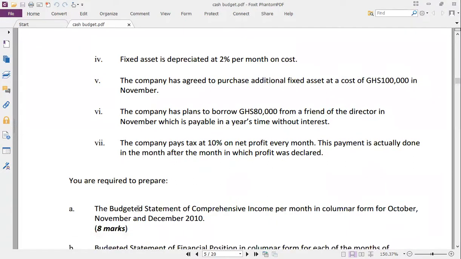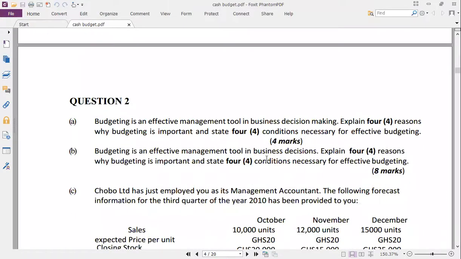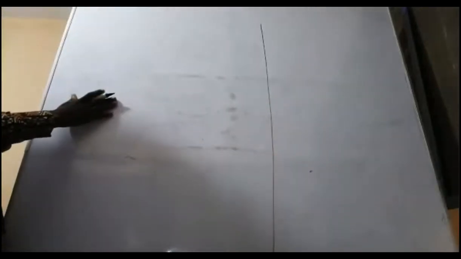Great. So let's start the game. So budgeted income statement. So Chobo Limited, right? The name of the company. Chobo Limited. Great. So what you do is right here, I'll do the budgeted profit and loss here, and do the cash budget there.